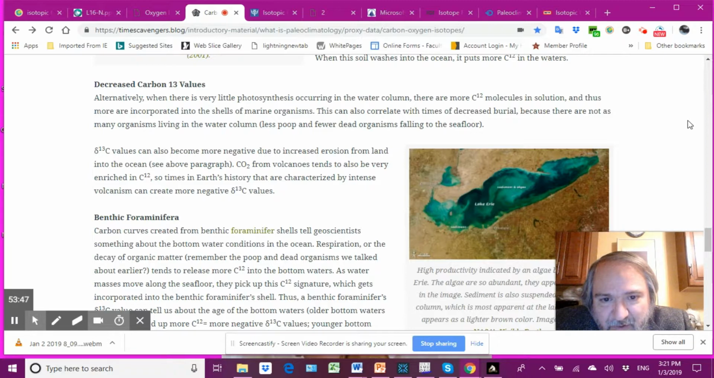CO2 from volcanoes tends to be enriched in C12. So times in Earth's history that are characterized by intense volcanism can create more negative del 13C values. Another factor that needs to be considered.